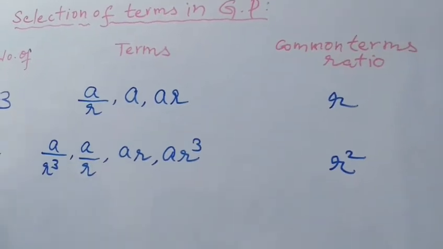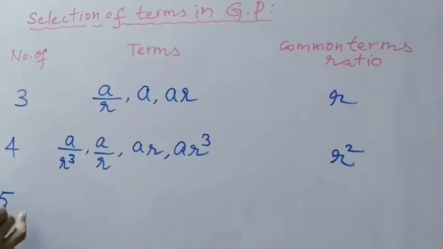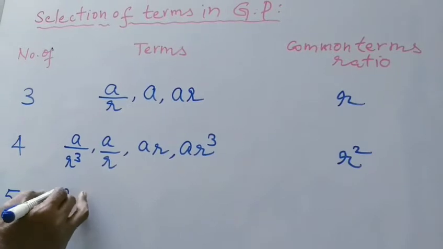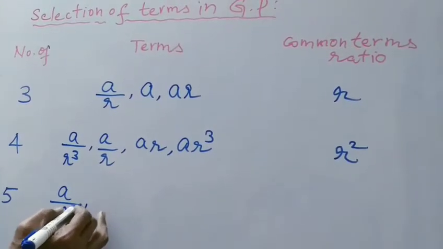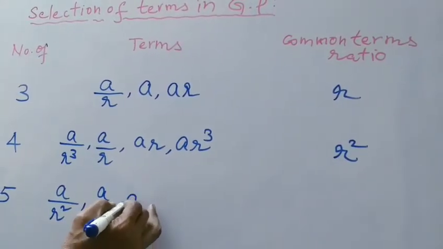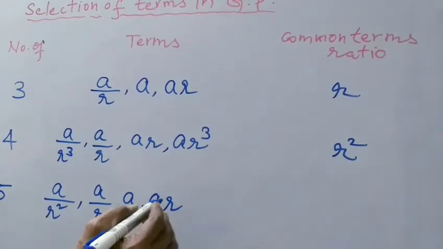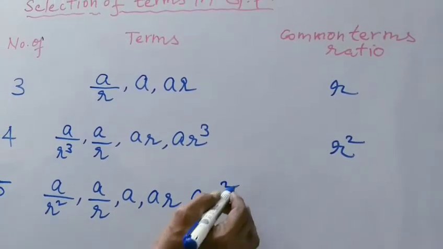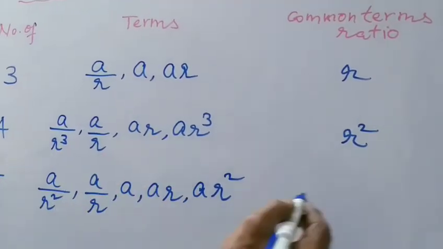Now number of terms 5. Those 5 terms are a by r square, a by r, a, a into r, a into r square. The common ratio of these terms is r.